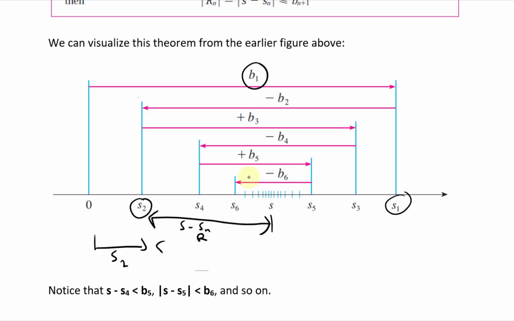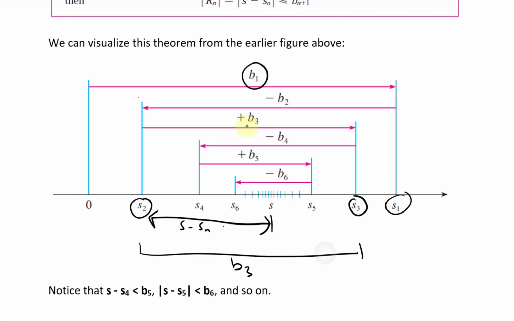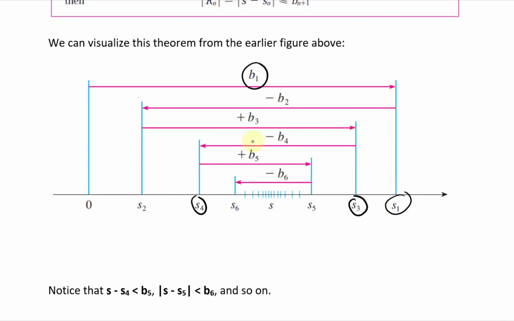This remainder, S minus Sn, is always less than the next term. Now if we add B3, we go across to S3, and this remainder is less than or equal to B3. Then going backwards again, we subtract B4, all the way up to here, and the remainder is S minus S4, which is R4.